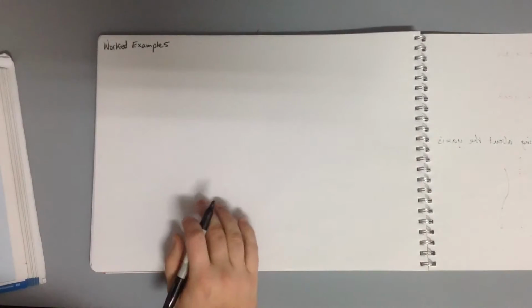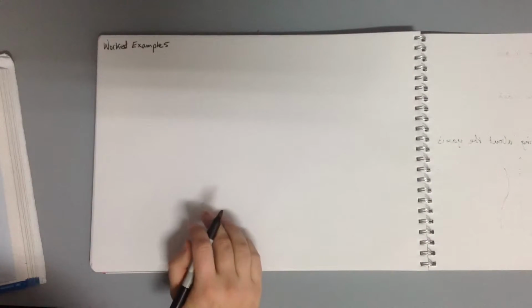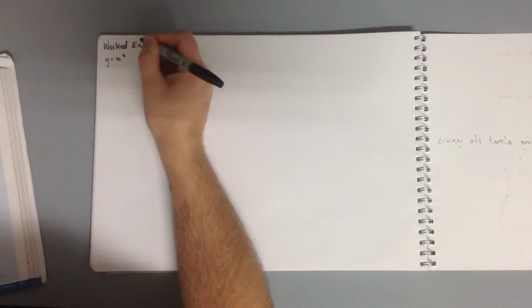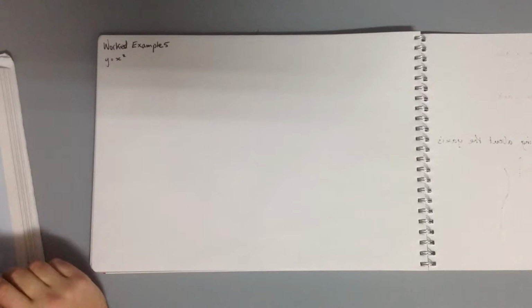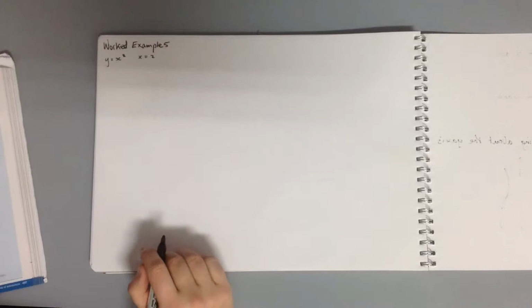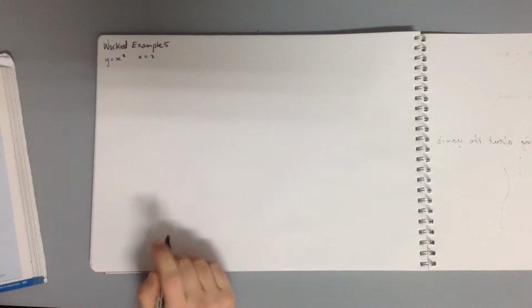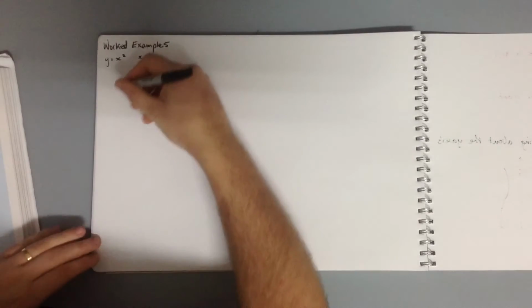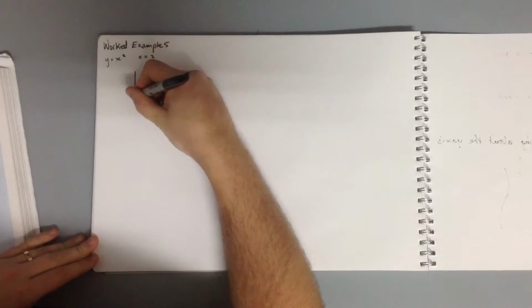So worked example 5. The area bounded by the curve y equals x squared, the x-axis, the origin and the line x equals 2, is rotated about the x-axis to form a solid of revolution. Find the volume formed. So what we want to do is draw a little picture here so we can get an idea of what's going on.